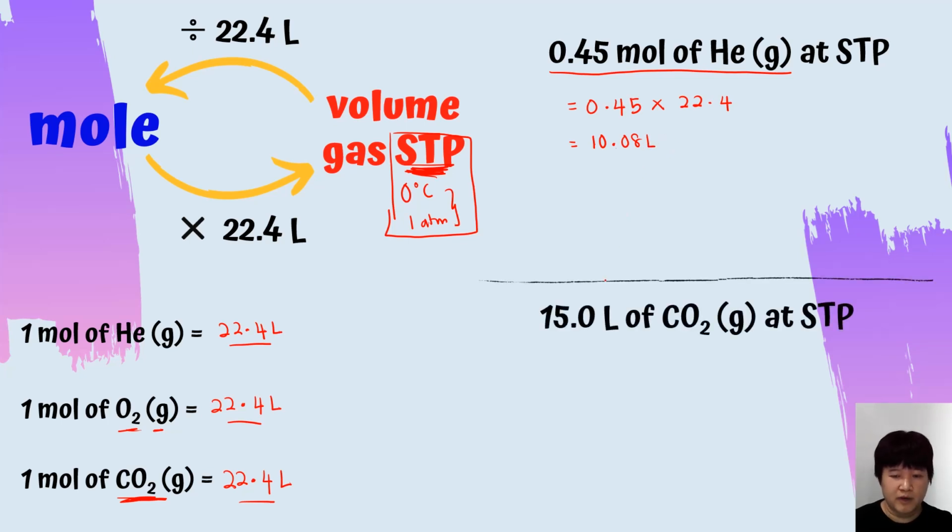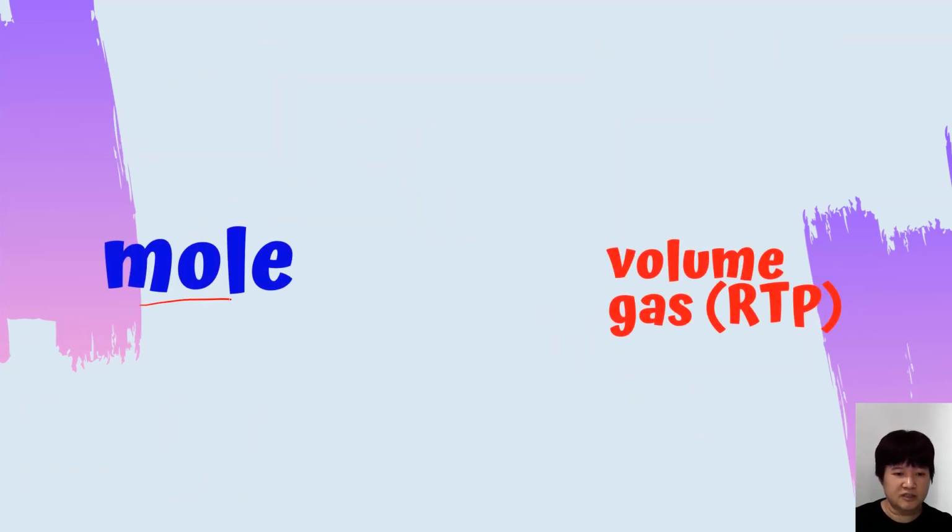Vice versa, what happens when the volume is given at STP but asking for number of mole? So what do we do? We divide by the molar volume. So we'll be taking the 15 liter and dividing by the 22.4 liter. And when you press your calculator correctly, that is equal to 0.6696 mole. Simple? Very simple.